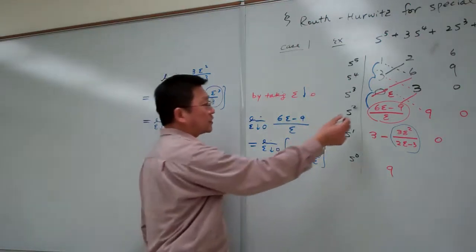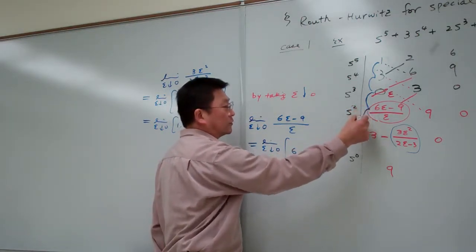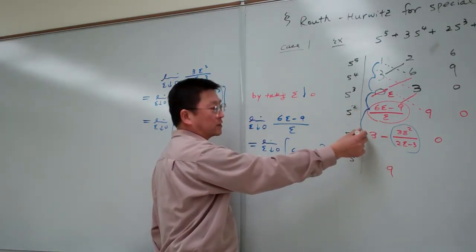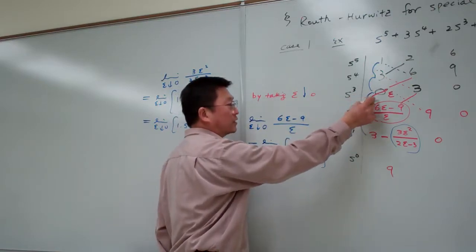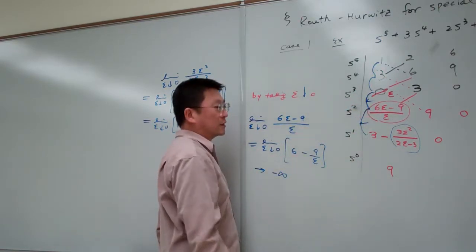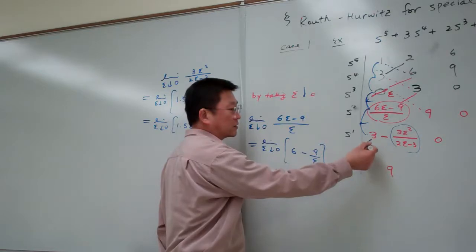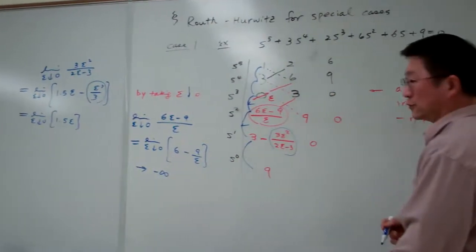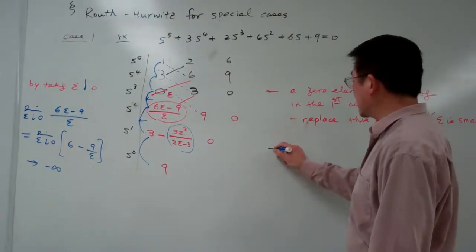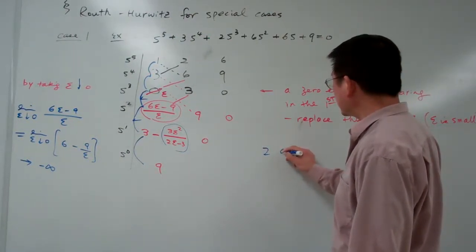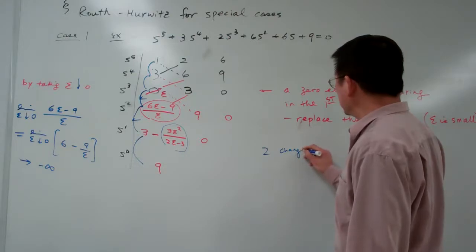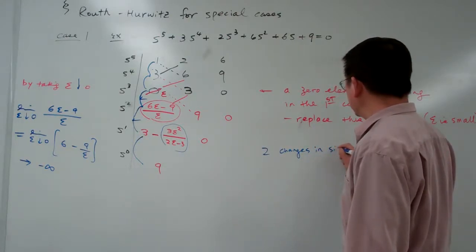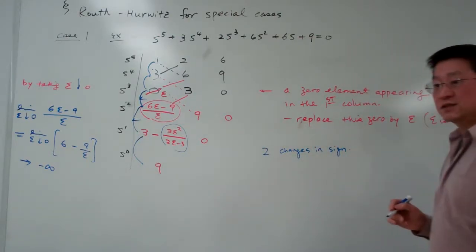Okay, so this is a negative. From here to here, it becomes positive again. So we change sign here once, we change sign here again. And from here, this is positive, no sign change. So under this situation, we can conclude there are two sign changes. So therefore, the system is unstable.